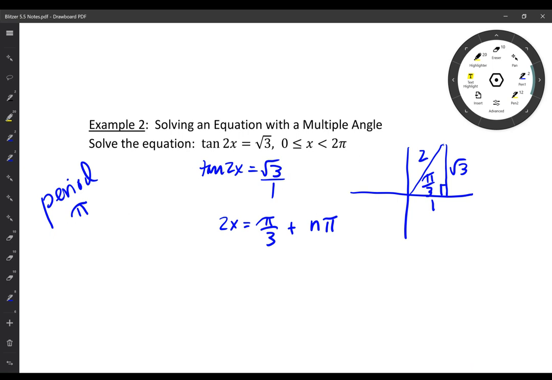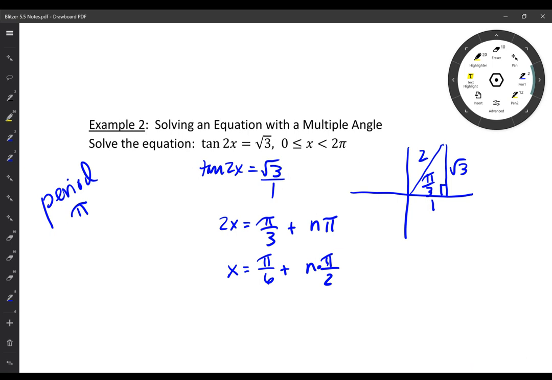So now what we want to think about is, to get x by itself, I have to go through and divide everything by 2. So I divide by 2, x is by itself. If I have pi over 3, but I'm dividing that by 2, now I have pi over 6. And I want to now take my period and divide that by 2 as well. So now I have n times pi over 2. Pi over 2 times n would have been nicer, but that's okay.